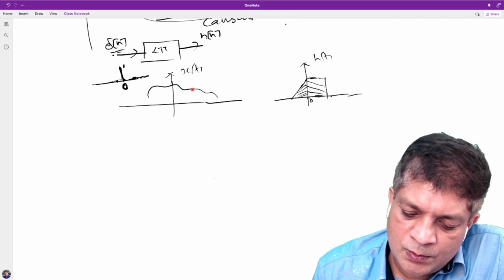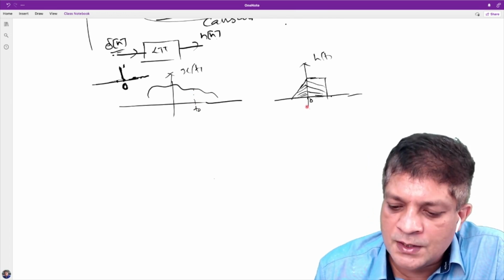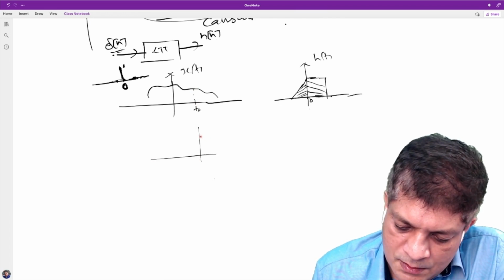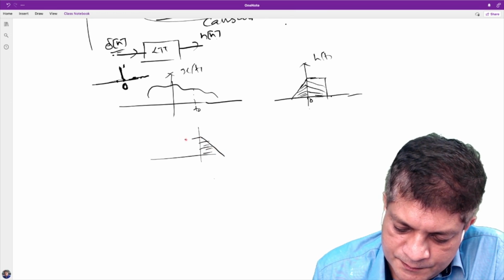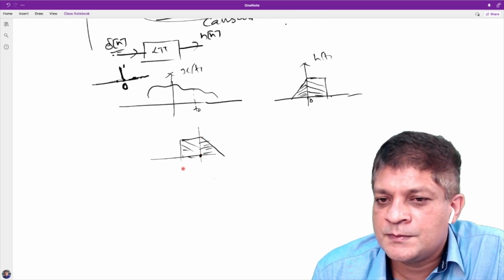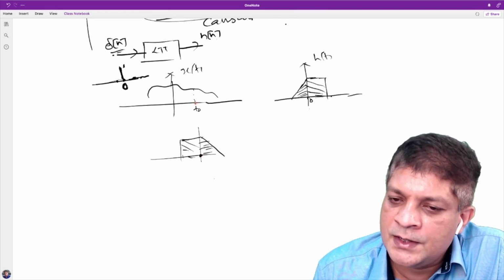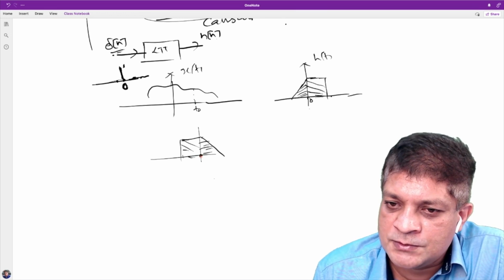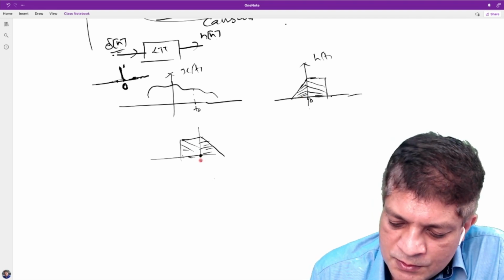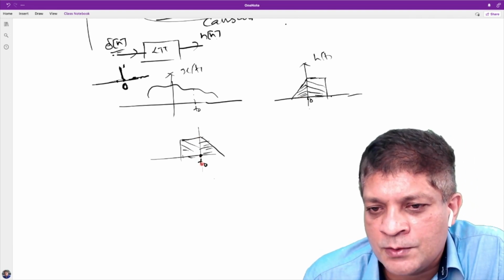Now, if you want to find the output at some instant t naught, what is the graphical procedure? We have to flip this signal. When you flip this signal, is it like this? This is the flipped version of the signal. Which point is this? This is t. And if you want to find the output at t naught, where will this point be? This point means 0. We have to move that point to t naught. So will it be t naught?